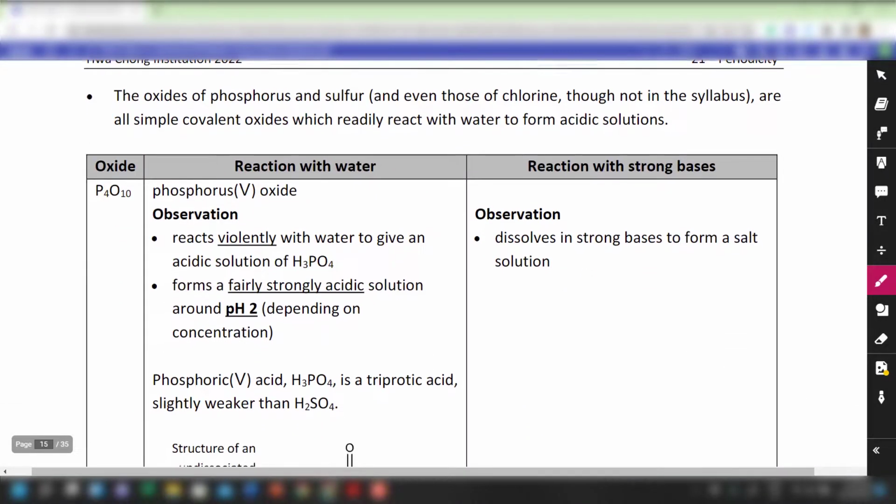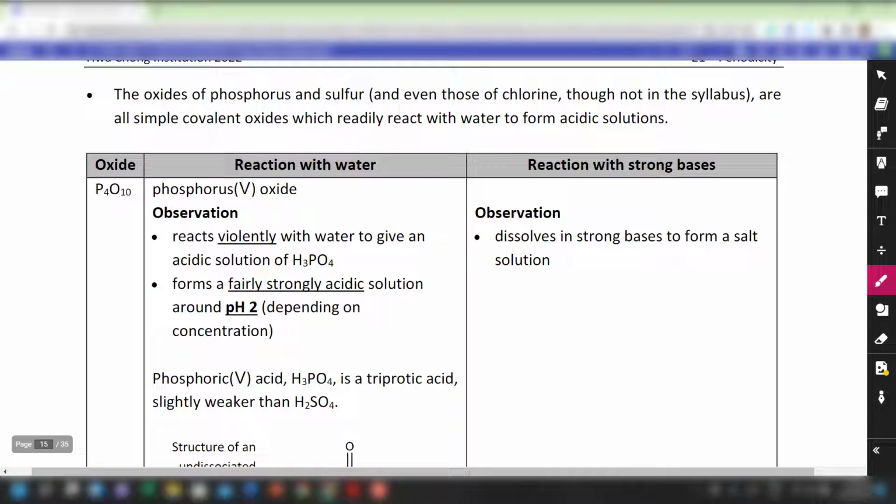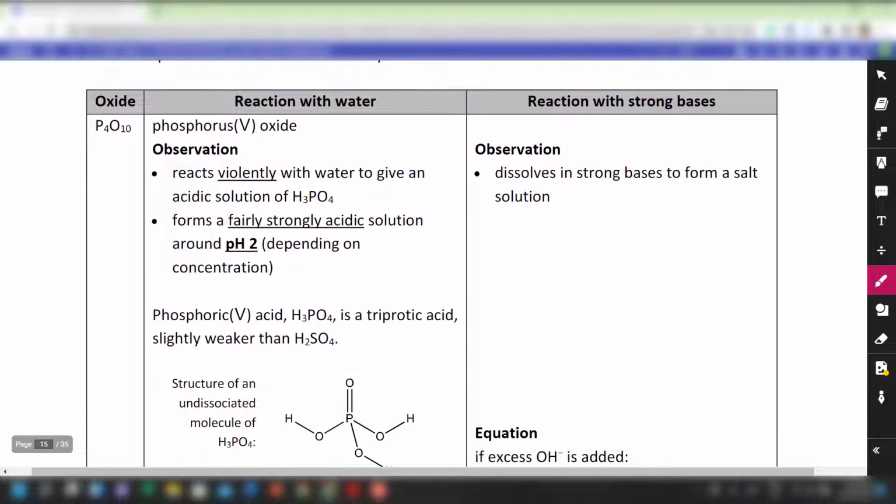Then for phosphorus and sulfur, I think these two are oxides which you should be quite familiar with. And of course, in our notes we wrote here, even chlorine, although not in the syllabus. They are very acidic oxides. P4O10 will hydrolyze in water to give you phosphoric acid. It is quite easy to predict whether you get phosphoric acid or phosphorous acid.